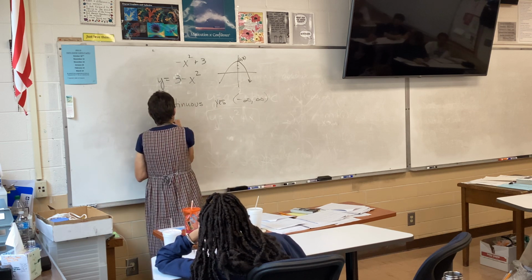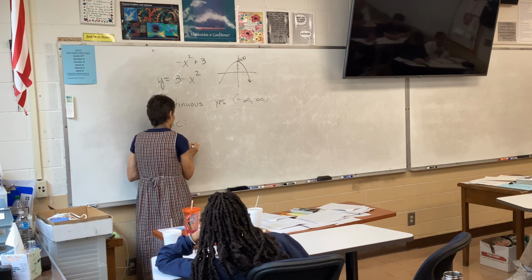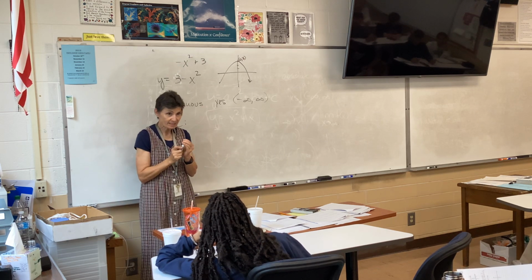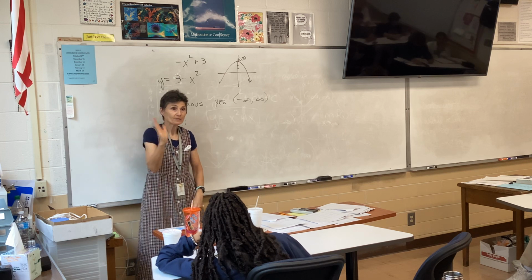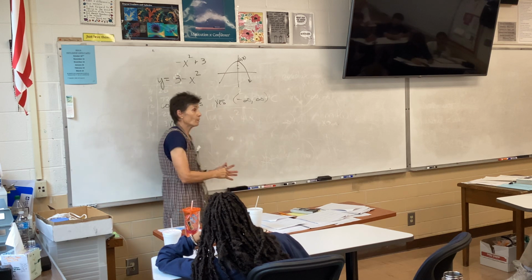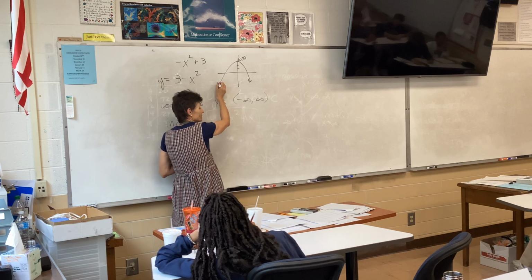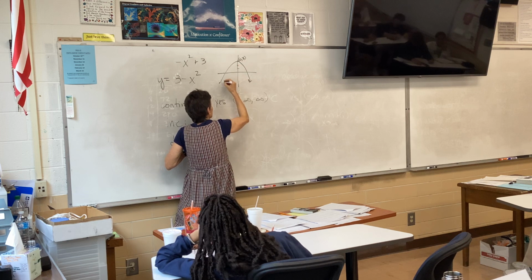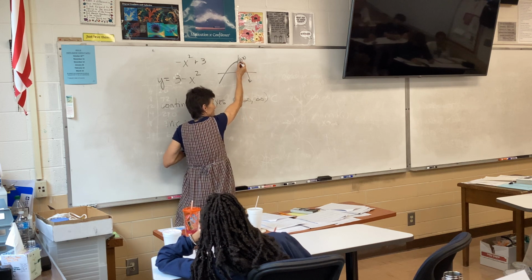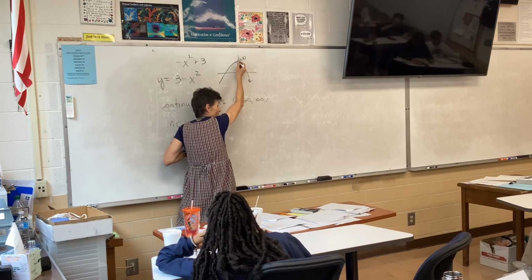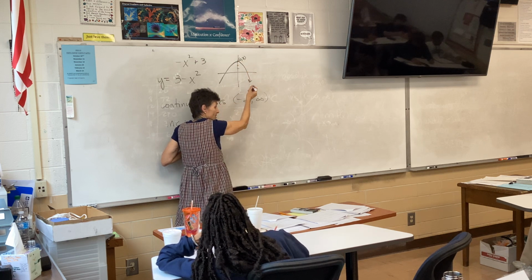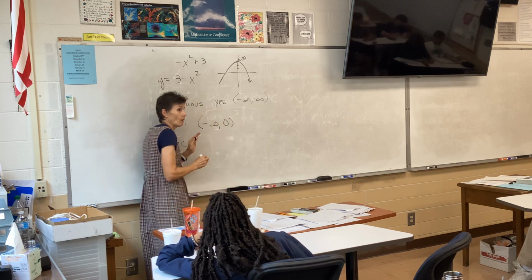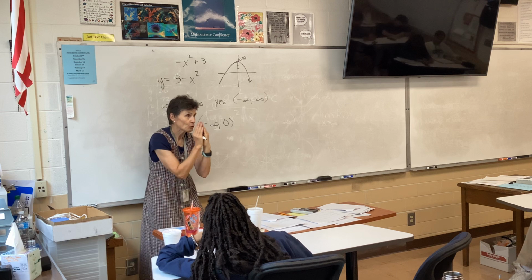Increasing or decreasing? Now remember, when we make this decision, it's left to right. So if you put your pencil right here and you move that direction, what's happening? It's increasing till it gets to here, and then it is decreasing. So we are increasing from negative infinity to 0. You're moving left to right.